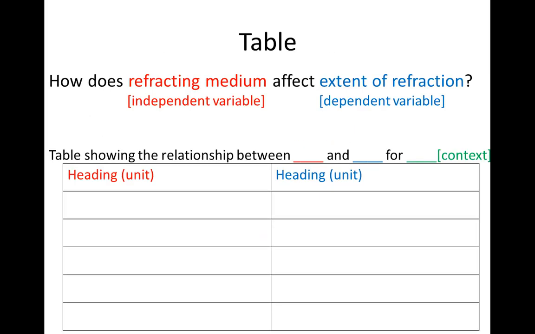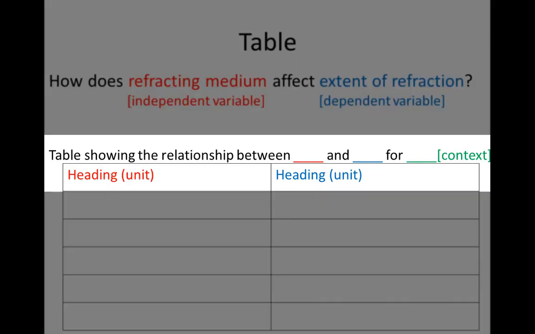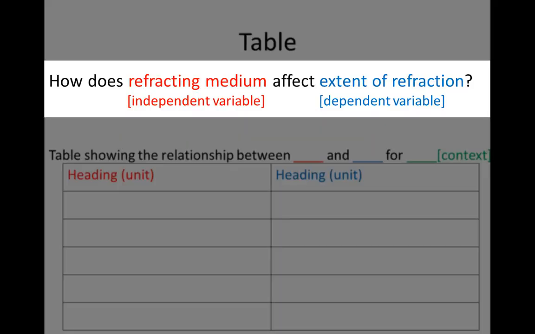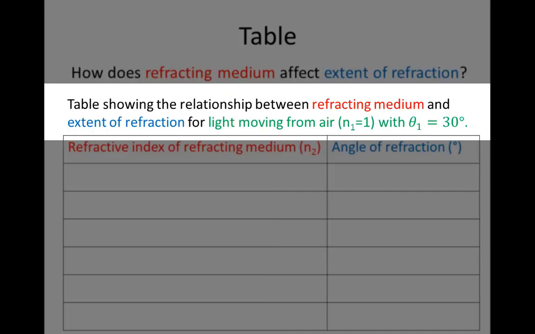So now we need a table into which we can put our data. Complete these gaps for the table that we're going to use. Remember that the independent variable is refracting medium and the dependent variable is extent of refraction. Here we have tables showing the relationship between refracting medium and extent of refraction for light moving from air. So the incident medium is air, and air's refractive index is 1. So n1 is 1, and our angle of incidence, theta 1, is 30 degrees.